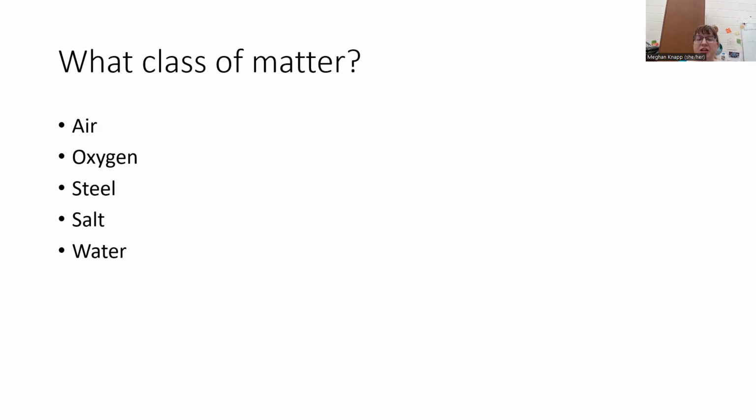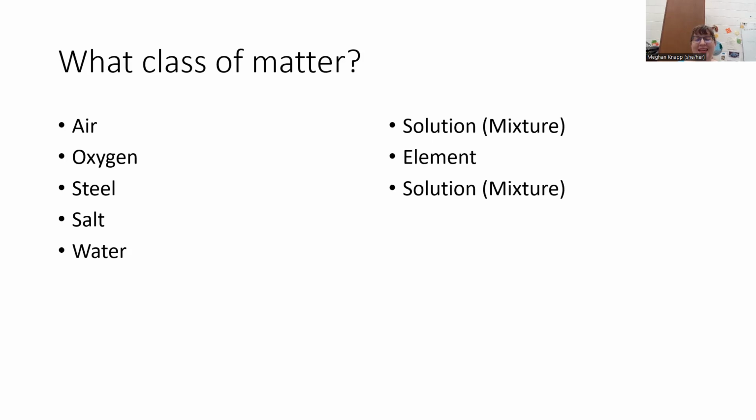All right, so if we think about each of these things, you might pause this video here and ask yourself, okay, can I tell whether this is an element, a compound, or a mixture? And if it's a mixture, can I tell what kind it is? So we talked about air, that's a solution, which is a kind of mixture because we can see through it. Oxygen is an element. We can find it on the periodic table. Steel is a metal, but if we look at the periodic table, there's no steel on the periodic table. So it's a solution. It's a mixture of metals.